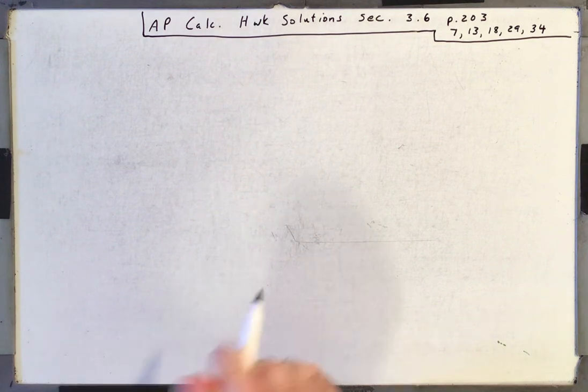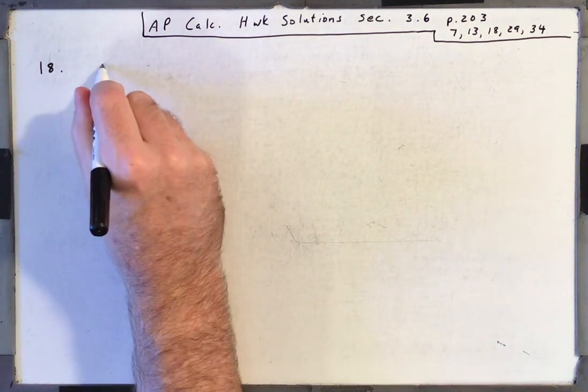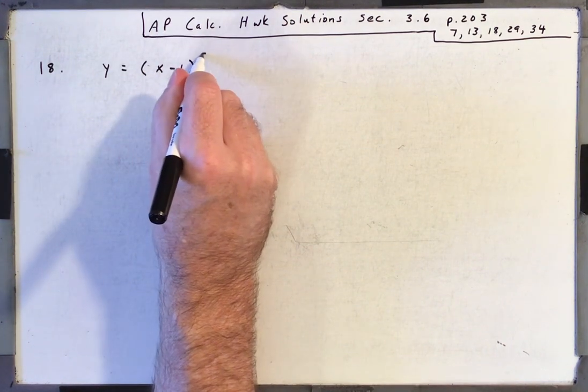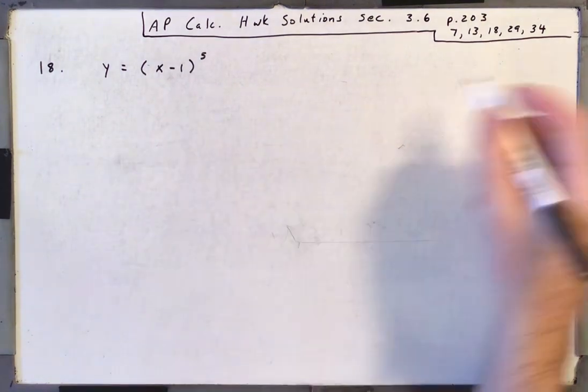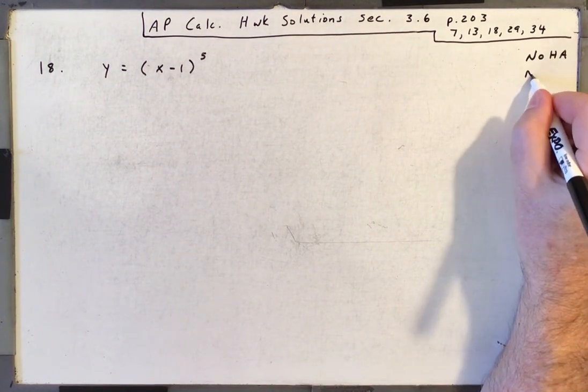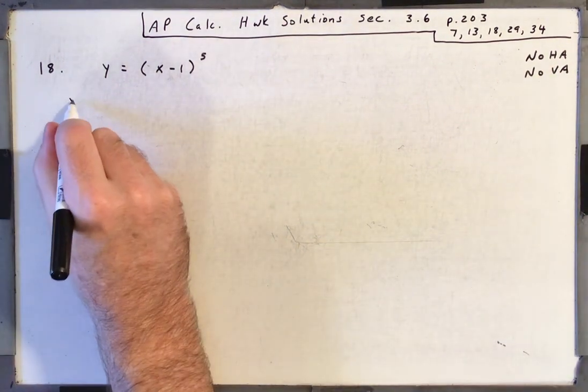All right, number 18. Another one with no asymptotes. So on this one, we have y is equal to (x - 1)^5. So not a fraction, so no horizontal asymptote, no vertical asymptote. Let's do the first derivative test.